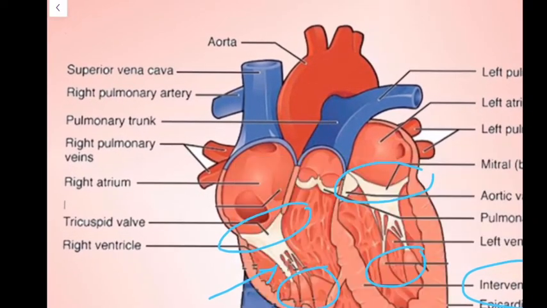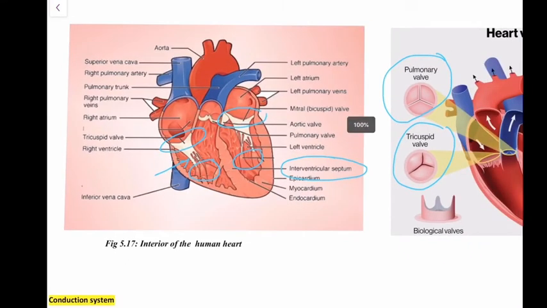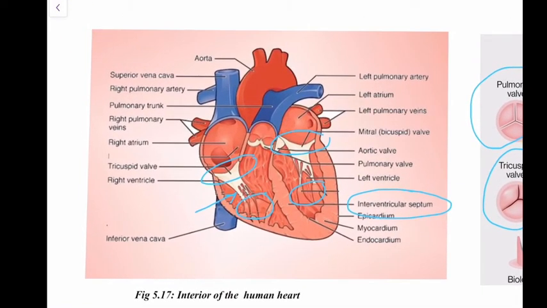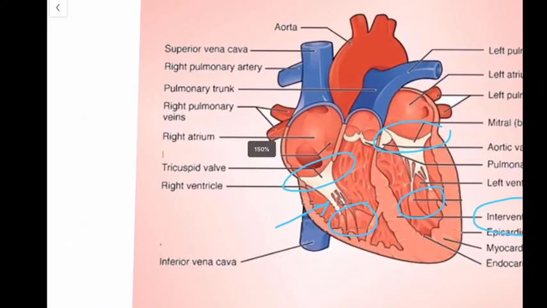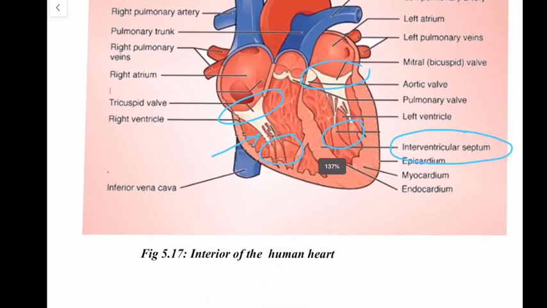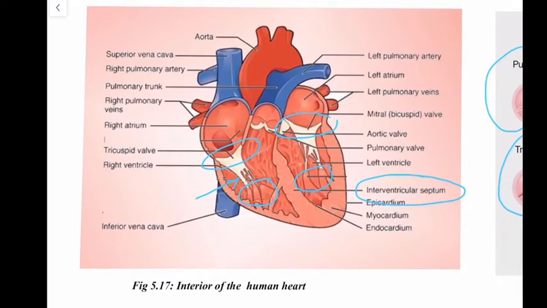And then the aorta will divide into the major arteries, and then to the branches of it, the arteries and arterioles, and at the tissue level will divide and form the capillary bed. And from this capillary bed there will be formation of the venules and veins, ultimately forming the superior vena cava and the inferior vena cava, which carry deoxygenated blood to the right side of the heart. That is the interior of the human heart.